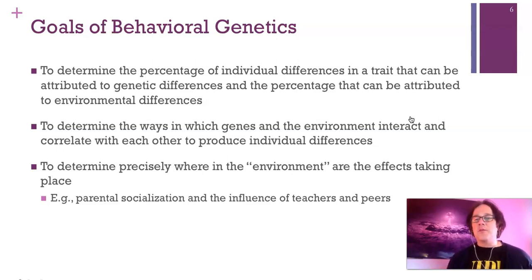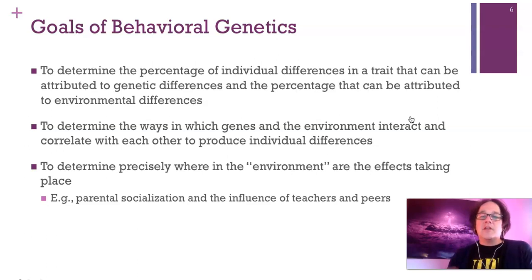So the final goal is to determine precisely where in the environment the effects are taking place. So we know genes. We have the human genome, and we're trying to figure out exactly where in the genome these genetic differences lie, right? Which genes are responsible for which behavior or attitudes, or for which characteristics, even physical characteristics. And again, usually not a single gene. It's usually a sequence of genes that have to be switched on and off. You can think about something like eye color, right? There's not a single gene that determines eye color.